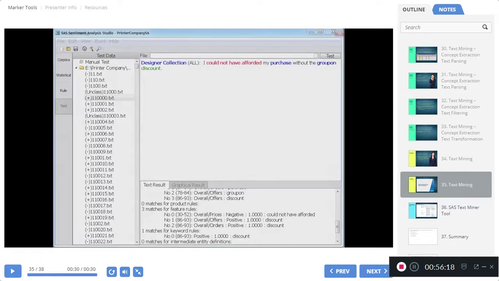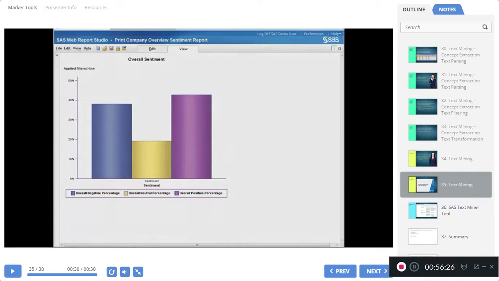In this survey response, there are matches for 3 feature rules: prices with a negative on could not have afforded, and both offers and orders trigger on discount. The results of the analysis can be surfaced through SAS business intelligence tools. We can start by looking at the overall sentiment results.